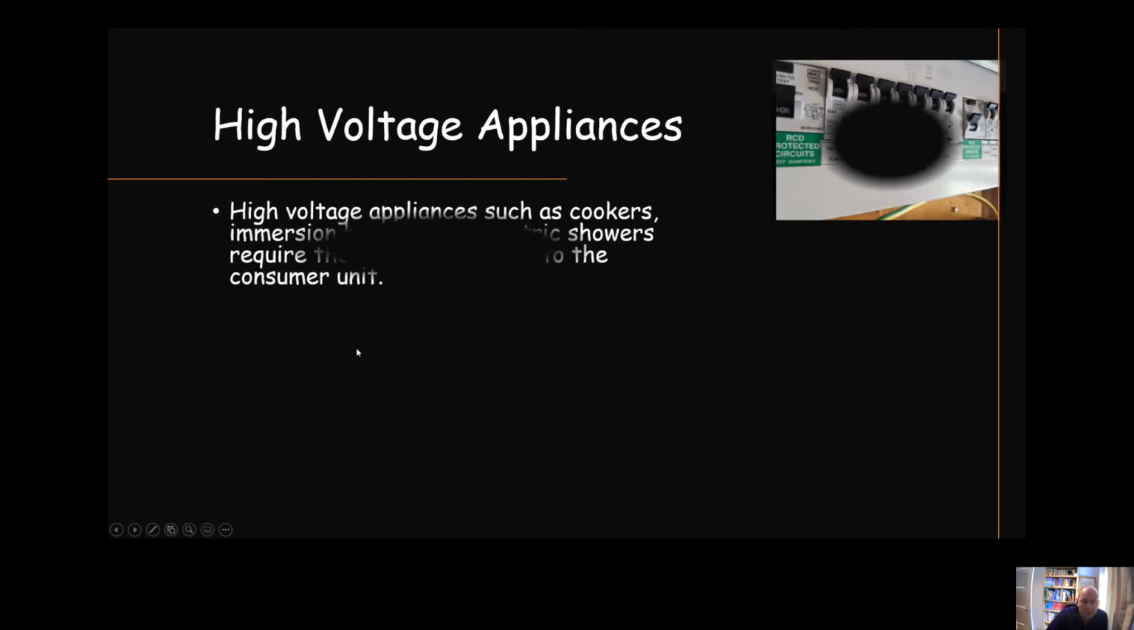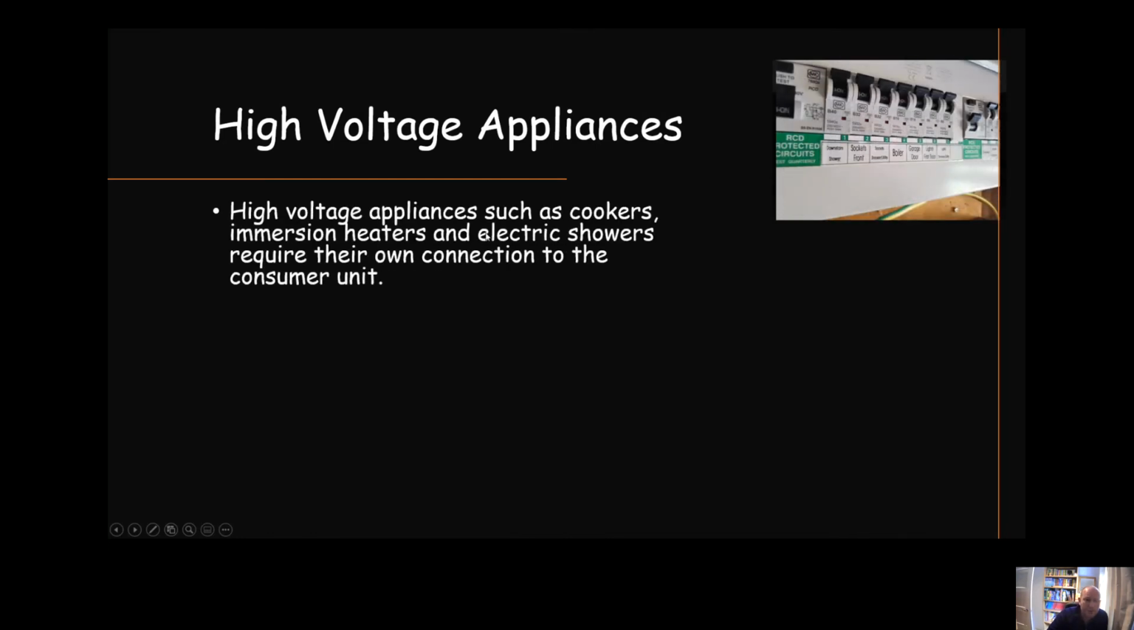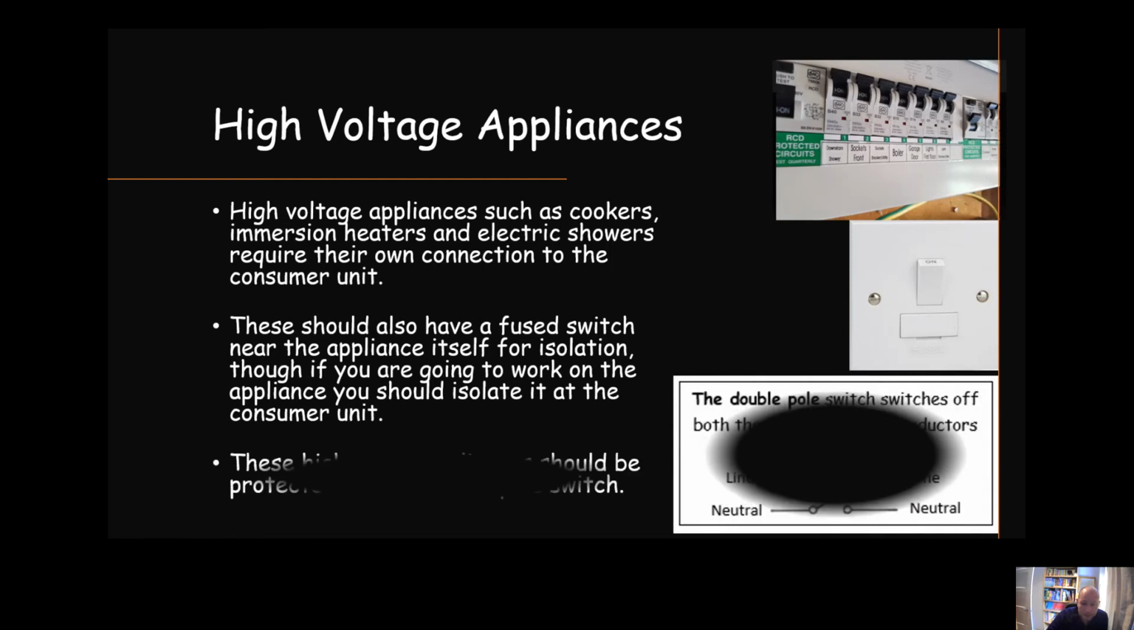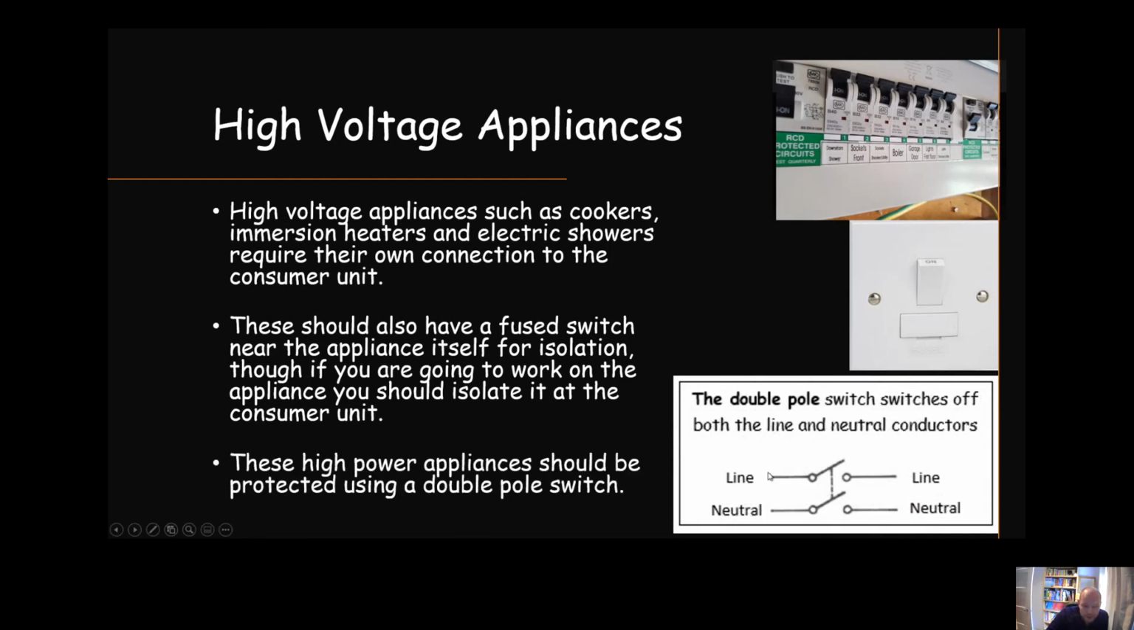Okay. Briefly look at high voltage appliances. Certain high voltage appliances like cookers, immersion heaters and electric showers, because they draw a large load, would need their own connection to the consumer unit. They would also have a fused switch spur near the appliance itself for isolation. But if you were going to work on these, the best place to isolate is at the consumer unit and lock it off, and also isolate it at the closer point as well, to be doubly safe, I suppose.